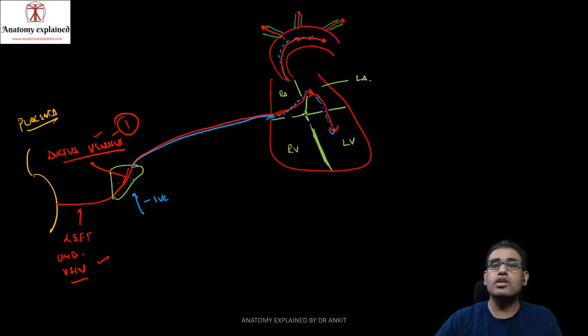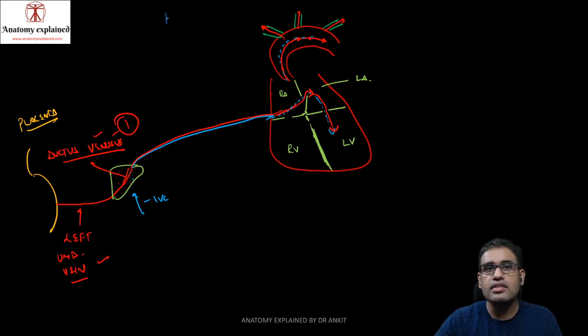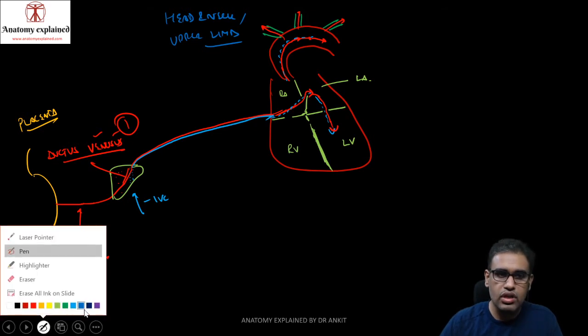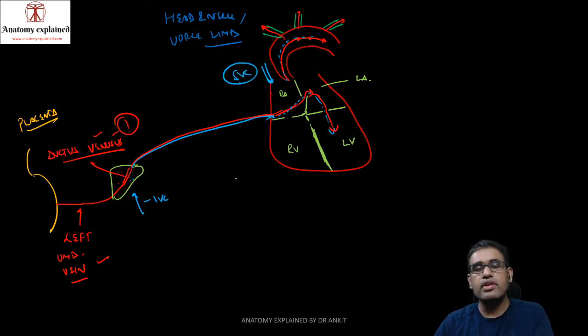Then it goes into which part of the body? The parts of the body which it is supplying are our head and neck and our upper limbs. And remember, the carotids are going to the head and neck region. These subclavians are going to the upper limbs. So from there the oxygenated blood goes, and what comes back from there is our deoxygenated blood. That deoxygenated blood would be coming through the SVC. Okay, oxygenated blood went through the arch of the aorta, and in return you have the deoxygenated blood.